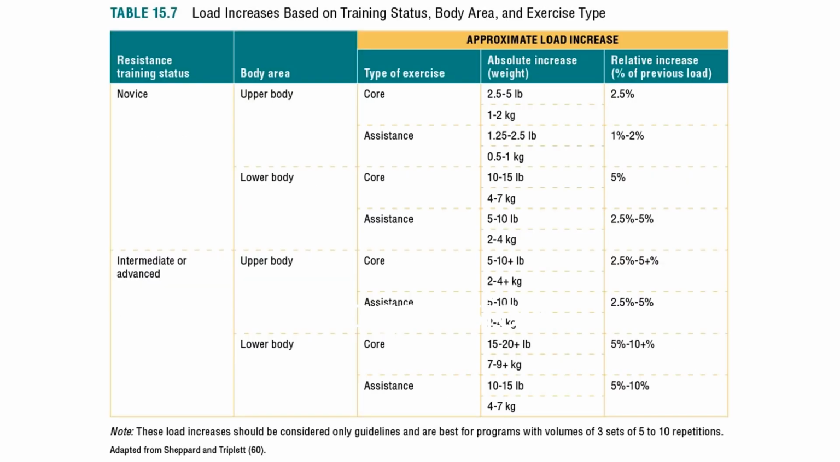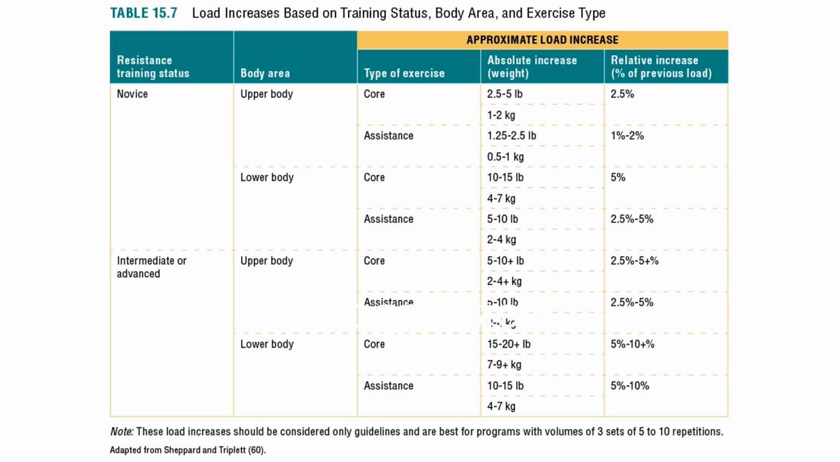And this table shows the load increases based on training status, body area, and exercise type. So training status being novice, intermediate, or advanced, and then whether it's upper body or lower body. The type of exercise being core or assistance, and the absolute or the approximate load increase. You'll notice typically for upper body about 2.5 to 5 pounds. If you're working core, for assistance activities, it'd be like 1 1/4 to 2.5 pounds for a novice.